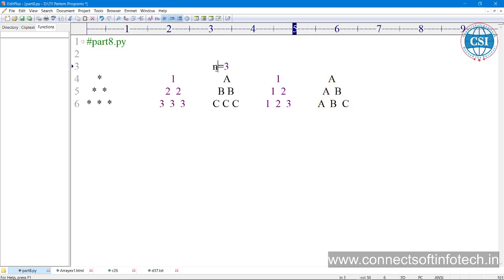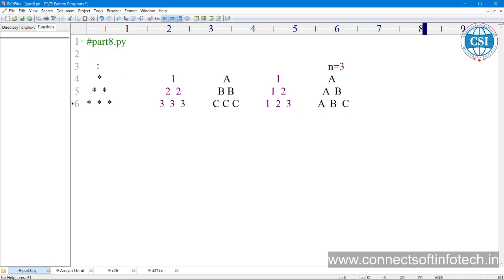Again, if the number of rows is equal to 3, I want to print this pattern in the following way: in the first row 1, in the second row 1 2, and the third row 1 2 3, but viewed as a pyramid. The same thing, if you enter the number of rows equal to 3, I want to print alphabets in the pyramid pattern: A in the first row, A B in the second row, and A B C in the third row. Like this way we are going to print it.